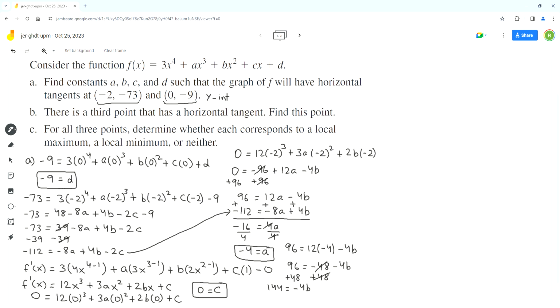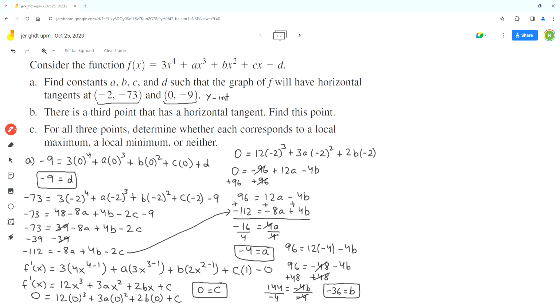Now we can isolate b by dividing both sides by negative 4. So the negative 4 on the right side will get cancelled out. So 144 divided by negative 4 is equal to negative 36. So this should be the final answer for the value of b. So we are done with part A. Now we can analyze part B.